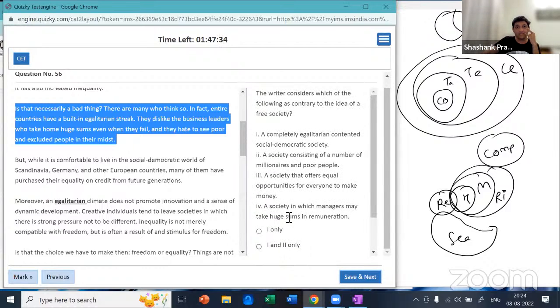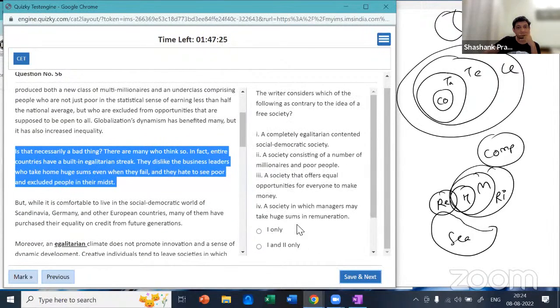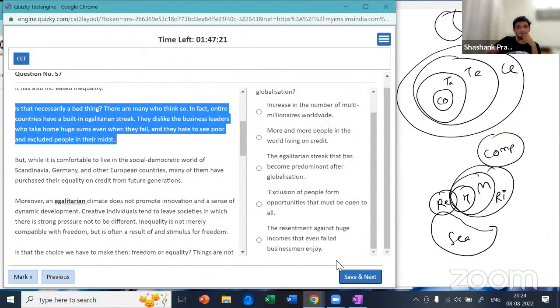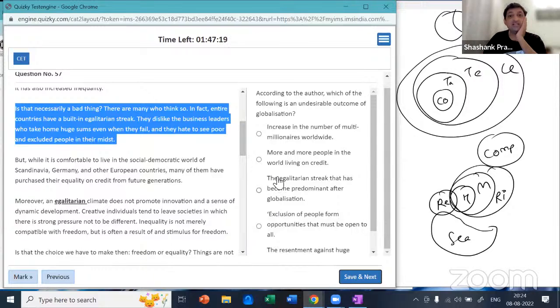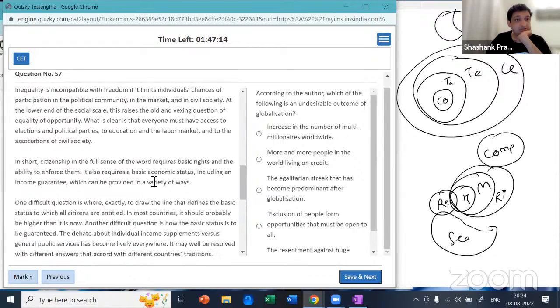1 and 2 only. So 2 is definitely off. 1 also seems to be off. Okay, I'll go for this 1 and 2, which is falling undesirable of globalization. That is something that we saw now. Globalization.